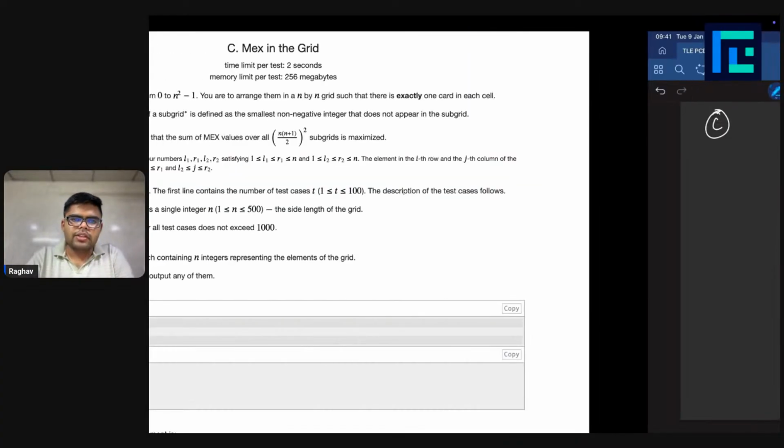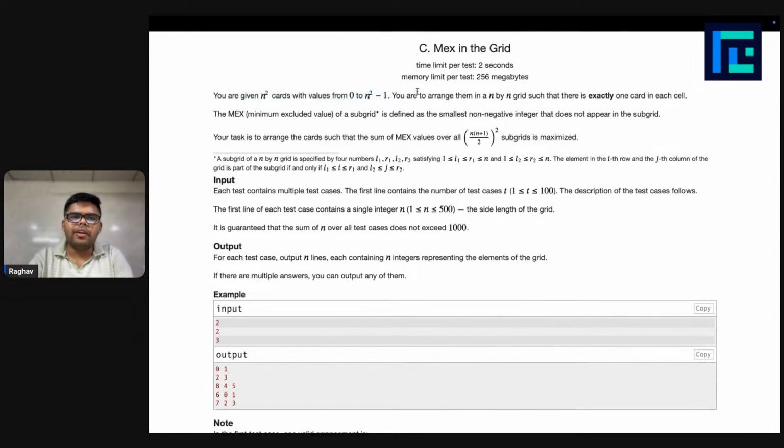Okay, so let me discuss the E problem. It says that we are having n square cards with values from 0 to n minus 1, and there is a grid of n by n size, and we have to place exactly one card in each of the cells. The minimum excluded value MEX of a subgrid is defined as the smallest non-negative integer that does not appear in the subgrid. Our task is to arrange the cards such that the sum of MEX values over all the subgrids is maximized.